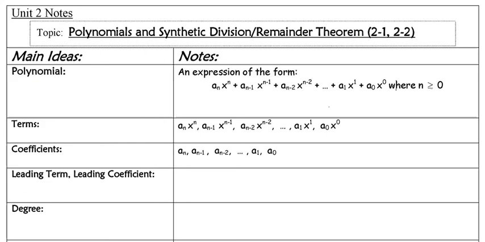All right, here we go. Unit 2, lesson, section 2.1 and 2.2. And going to run through the first few boxes here. And the first one is polynomial.